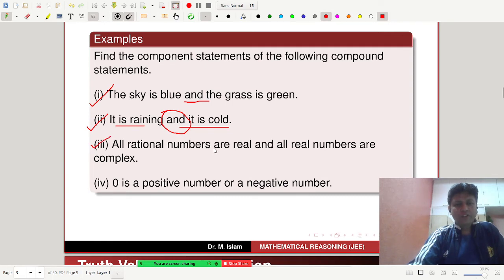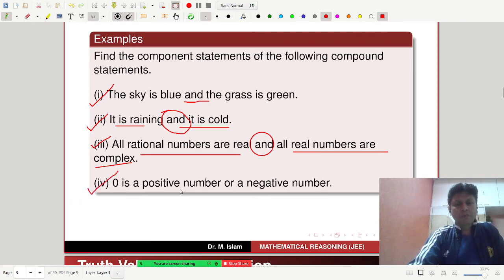Next is all rational numbers are real and all real numbers are complex. You are connecting two component statements. One is all rational numbers are real, and the other is all real numbers are complex. These are the component statements, and you are again using and to connect them. So this is the compound statement. By the and operator you are connecting.